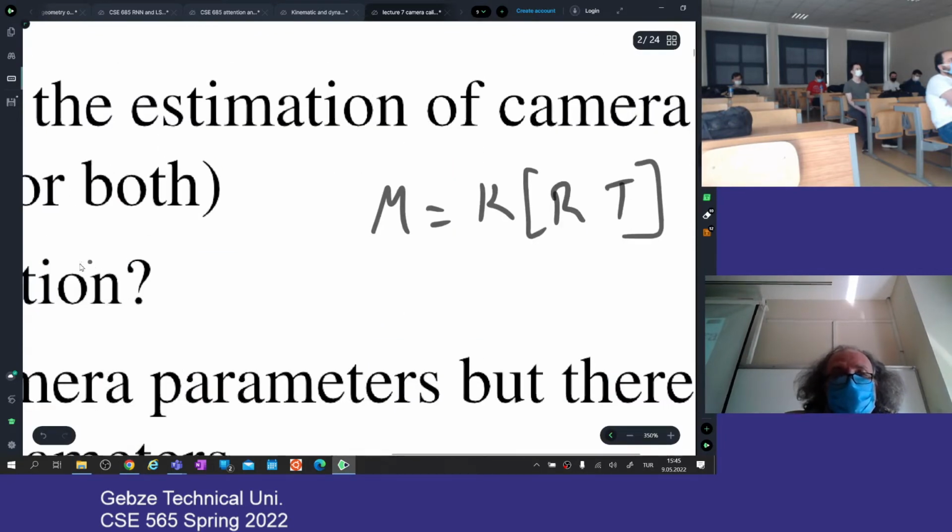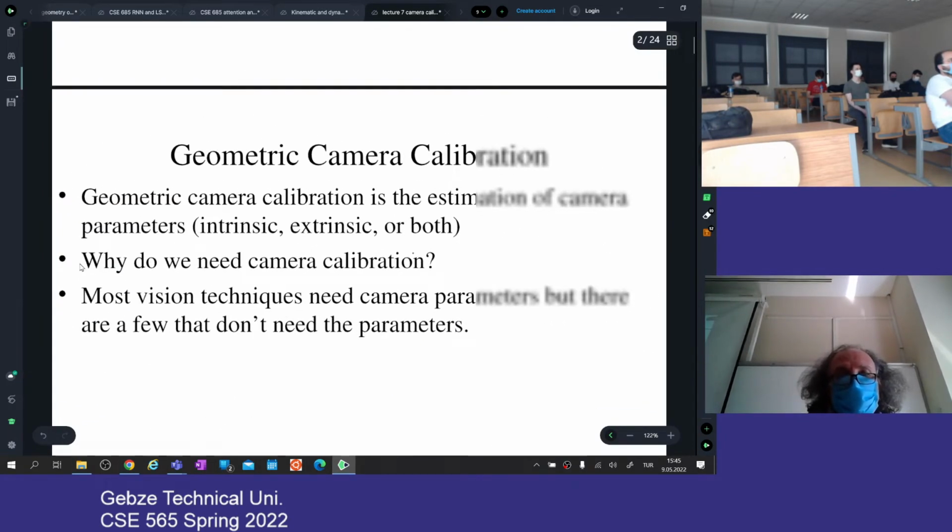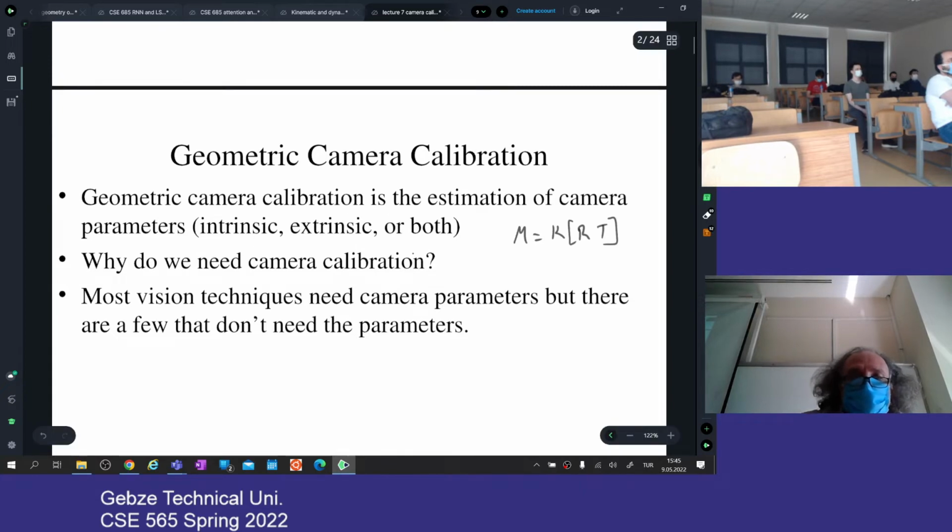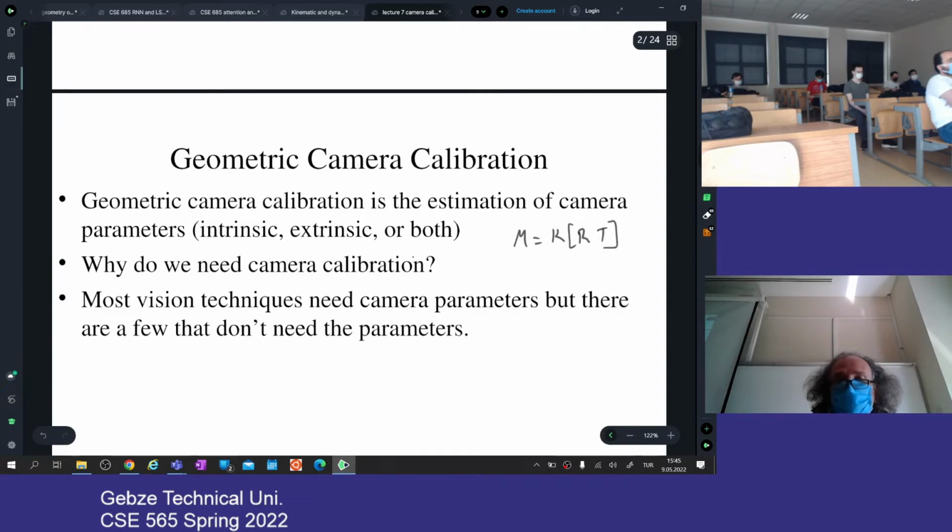Okay, back to the camera calibration. Again, the definition of camera calibration is finding the intrinsic, extrinsic, or both of them. And we need the camera calibration because if you know these K and R and T, that's the kind of application that we can do. Knowing your camera position with respect to the world is going to give you lots of stuff, especially if you are going to make some adjustments, make some measurements in your real world.